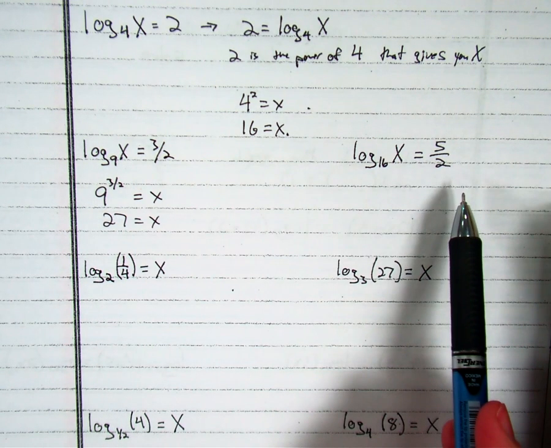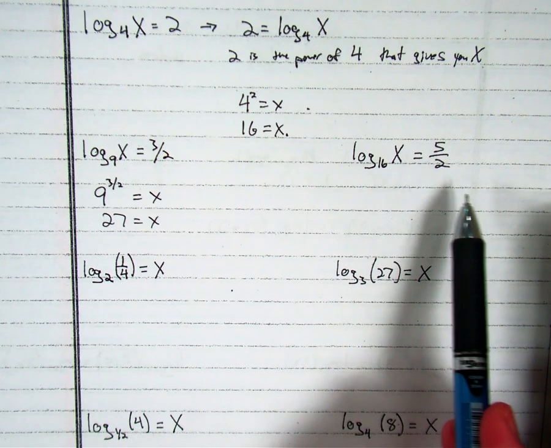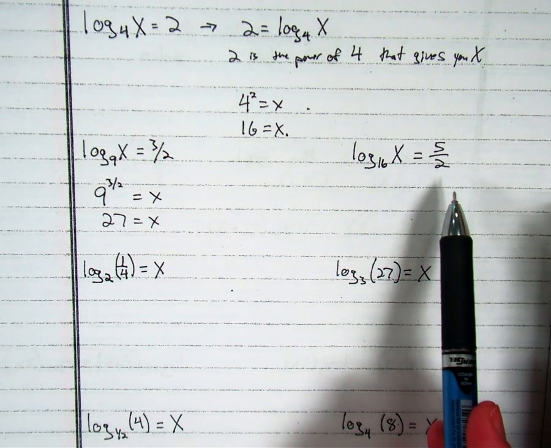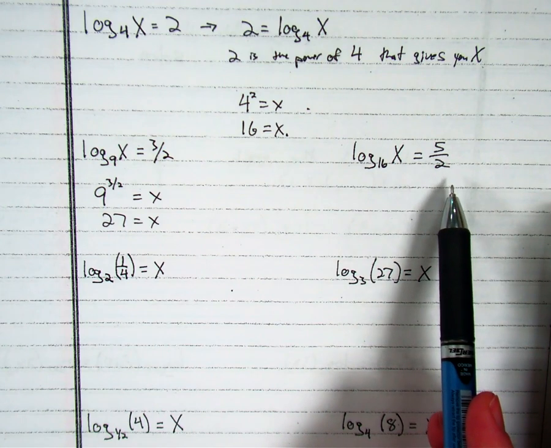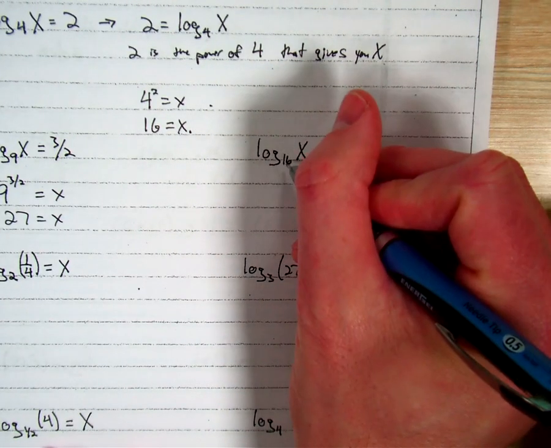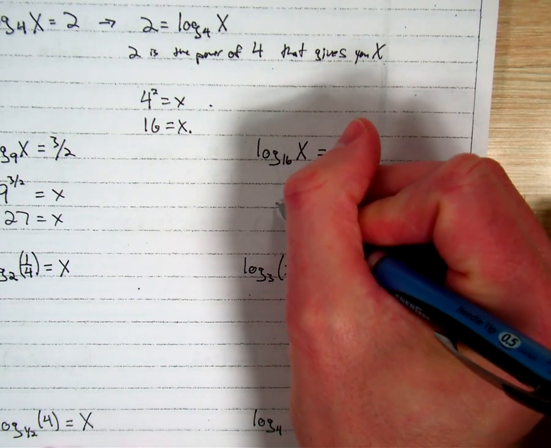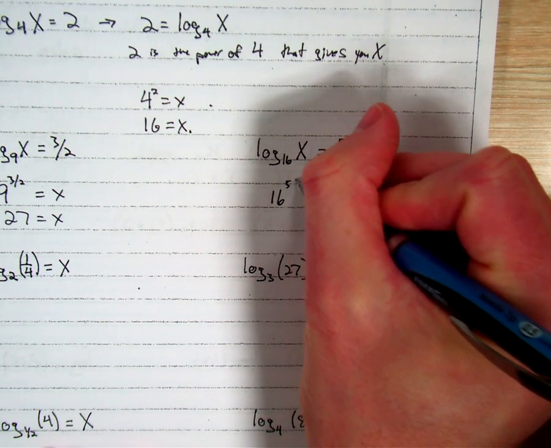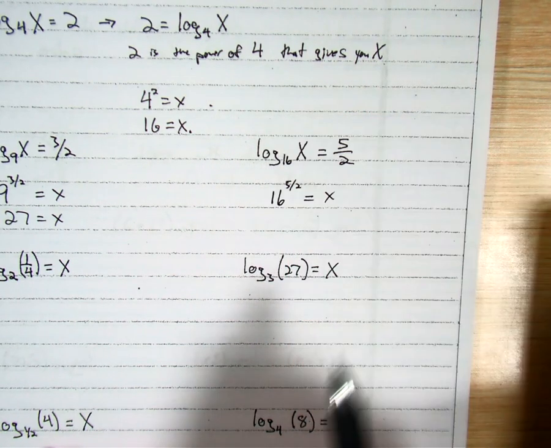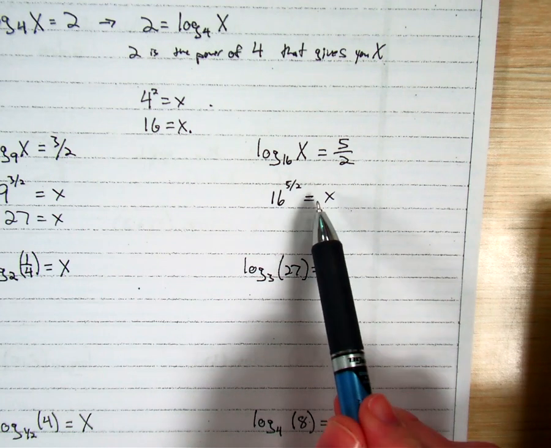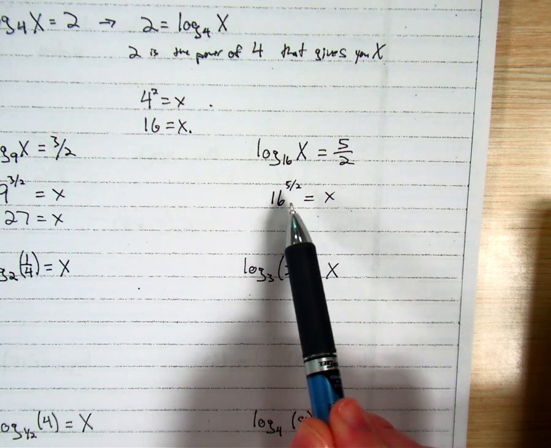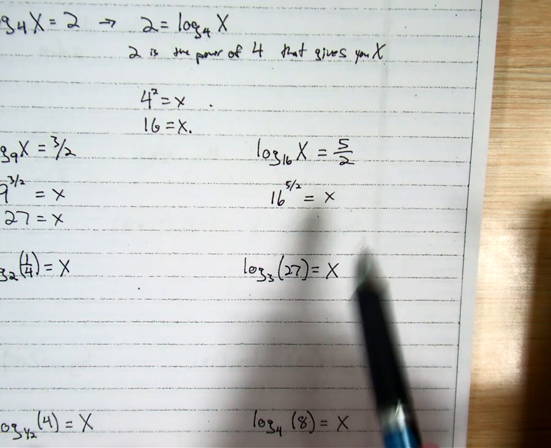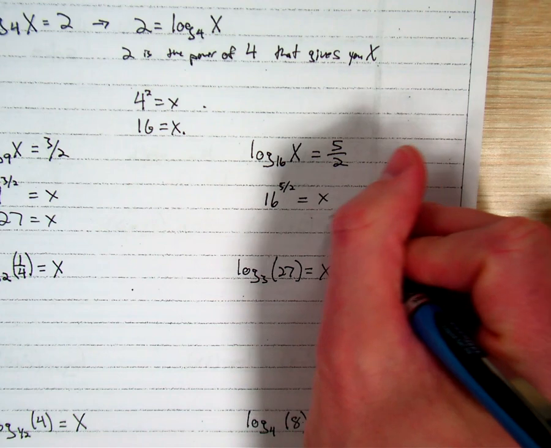Okay, this one's like that. Not quite as small. You probably do need your calculator for that one. So go ahead and push pause and give that one a shot. Alright, remember 5 halves is the exponent going on top of 16. 16 to the 5 halves power equals x. We could type it in, or if we do the square root of 16, that's down to 4. And 4 to the 5th power is pretty big. It's going to be 1024.